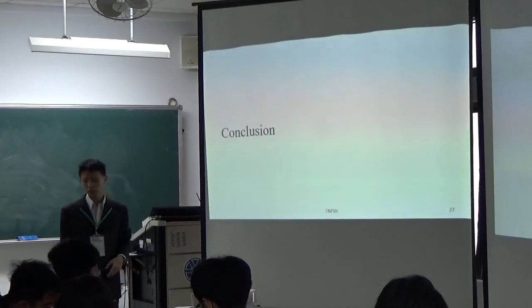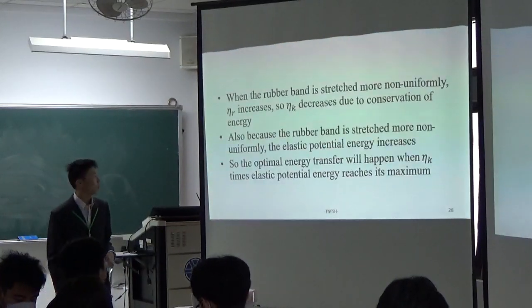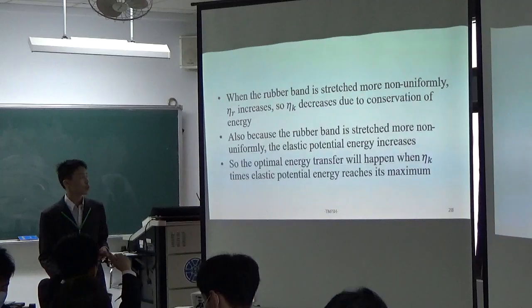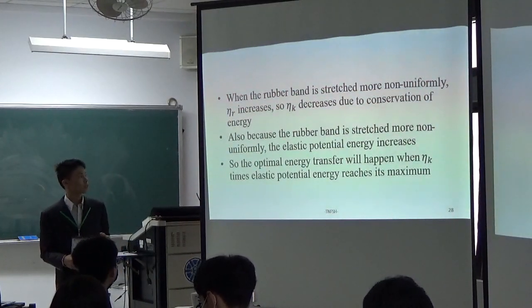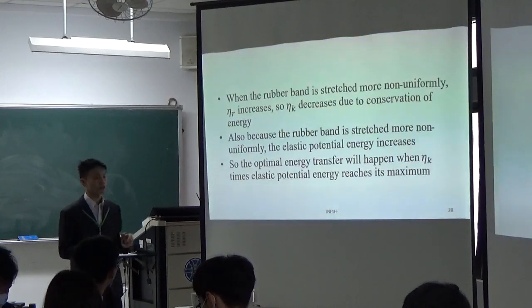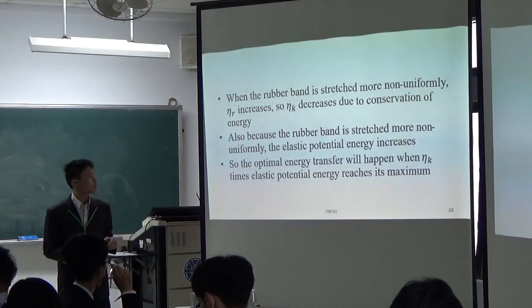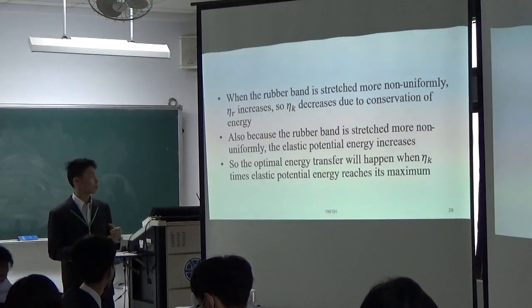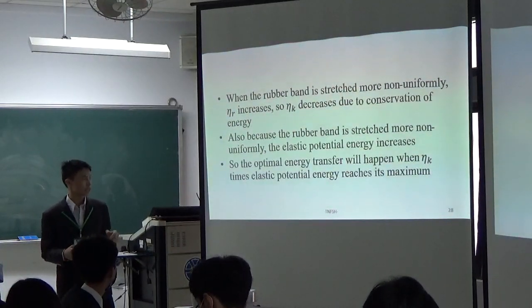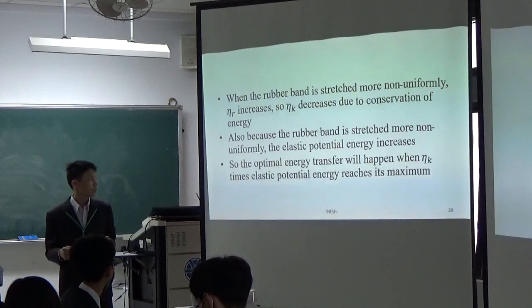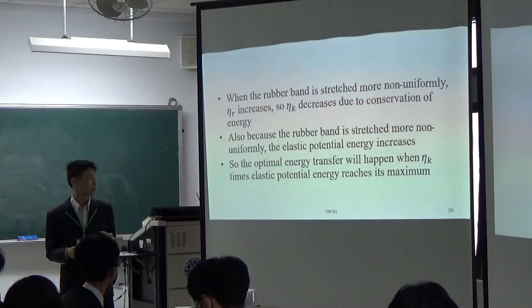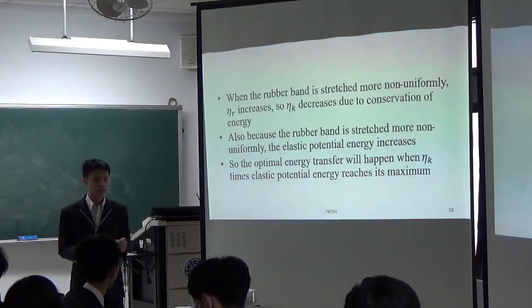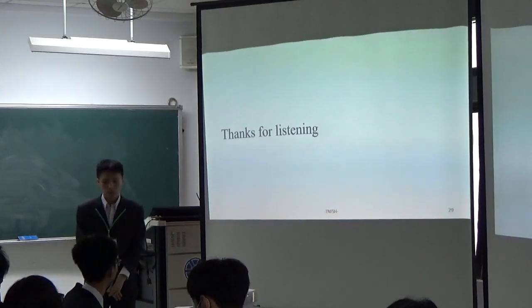Okay, so now here's our conclusion. First, when the rubber band is stretched more non-uniformly, eta r increases, so eta k decreases due to the conservation of energy. And also, because the rubber band is stretched more non-uniformly, the elastic potential energy increases. So the optimal energy transfer will happen when eta k times elastic potential energy reaches the maximum. Thanks for listening.